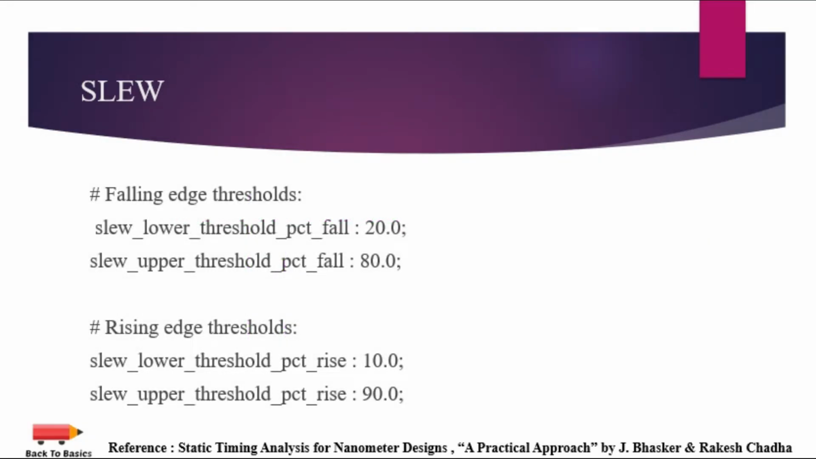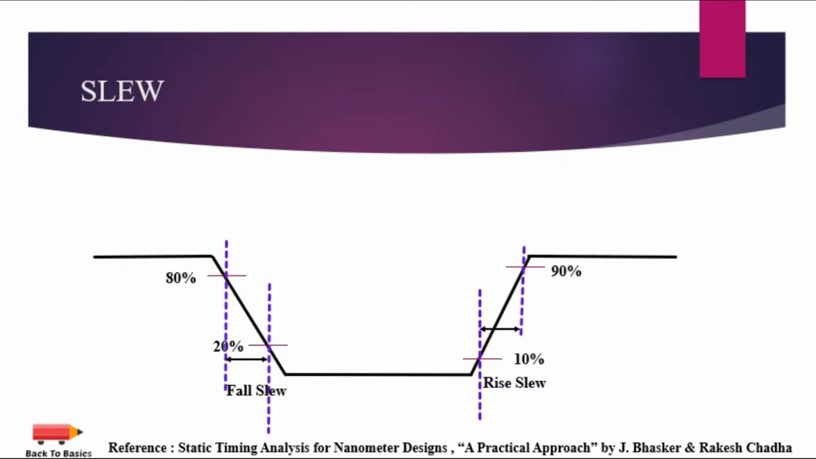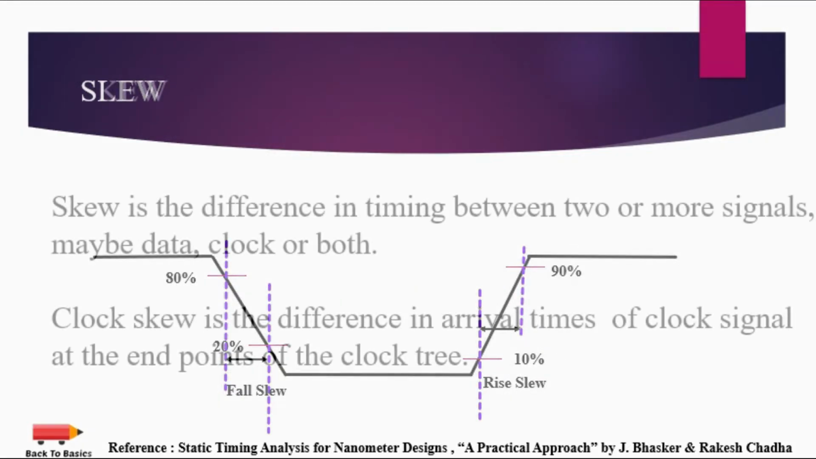Again, 30/70 is not a permanent value. It depends from library to library. It could be 20/80 or 10/90 as well. So in the case of 20/80, this will be the fall slew. And if for the rising edge it is 10/90, then this will be the rise slew.